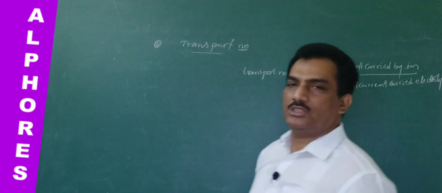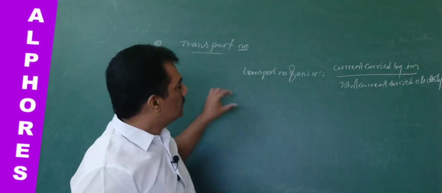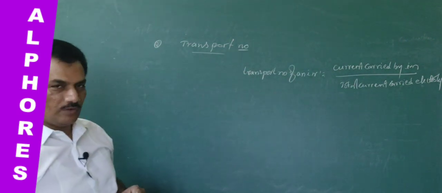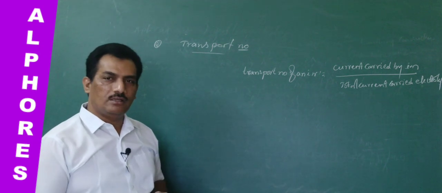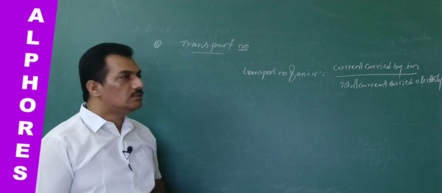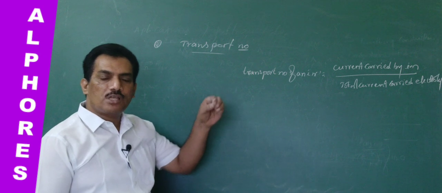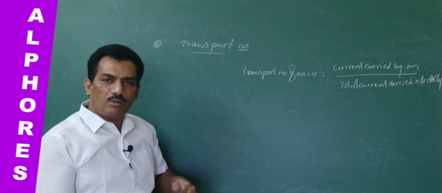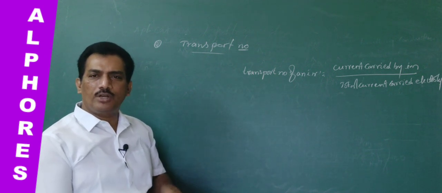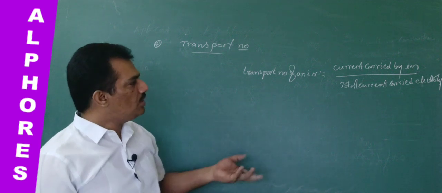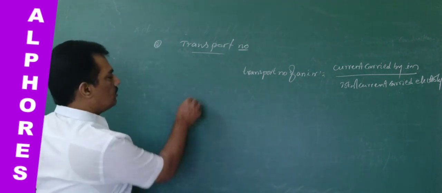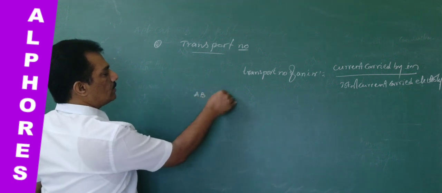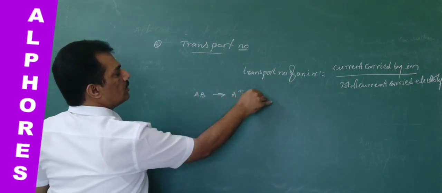This is transport number. Simple. If you are studying this, you may recollect one word, mole fraction. What is mole fraction? The number of moles of one component by the total number of moles of all the components present in the solution. In a similar manner, say AB is an electrolyte that dissociates into A plus and B minus.